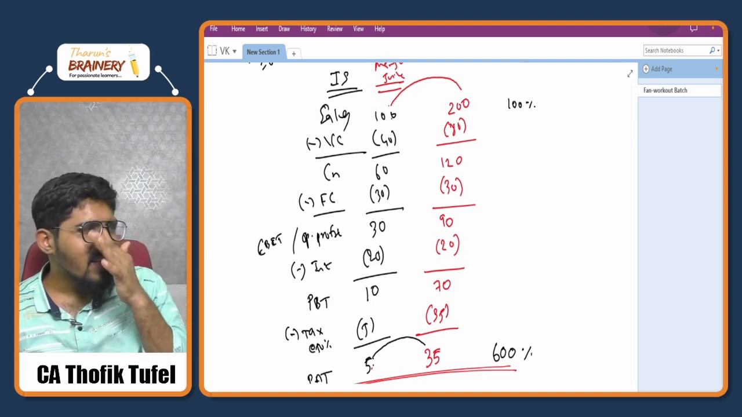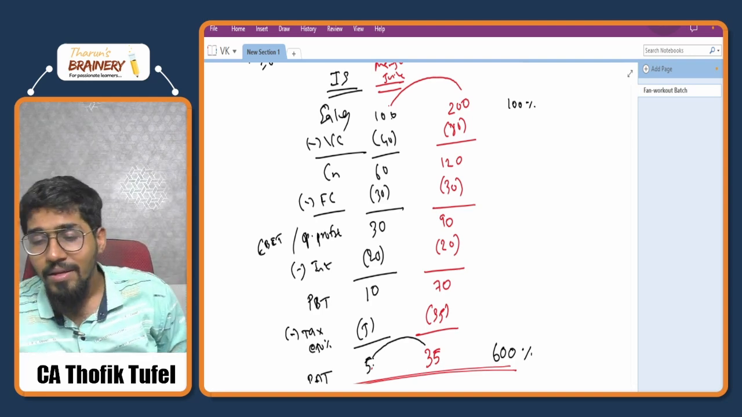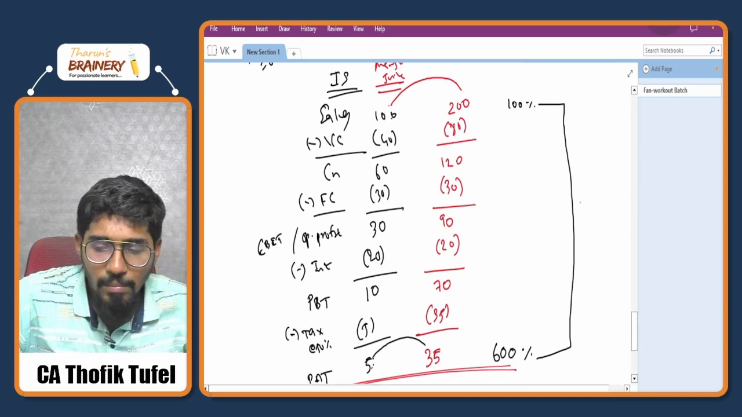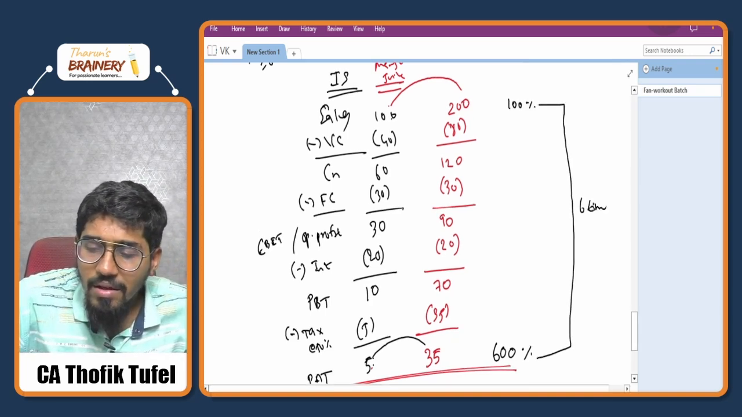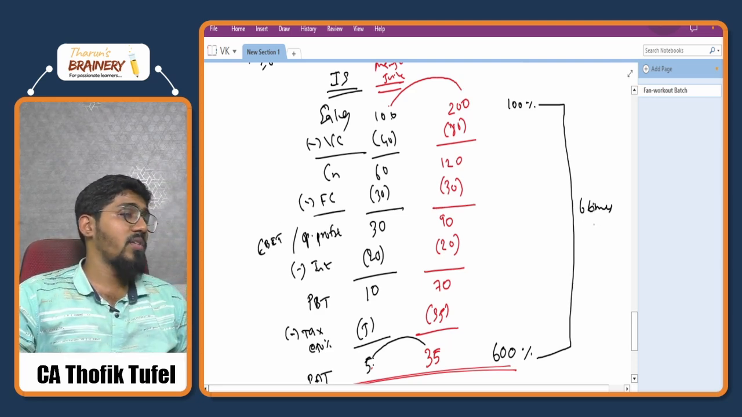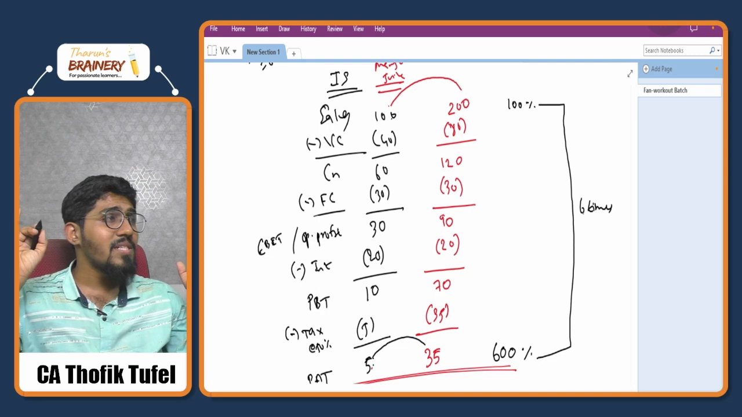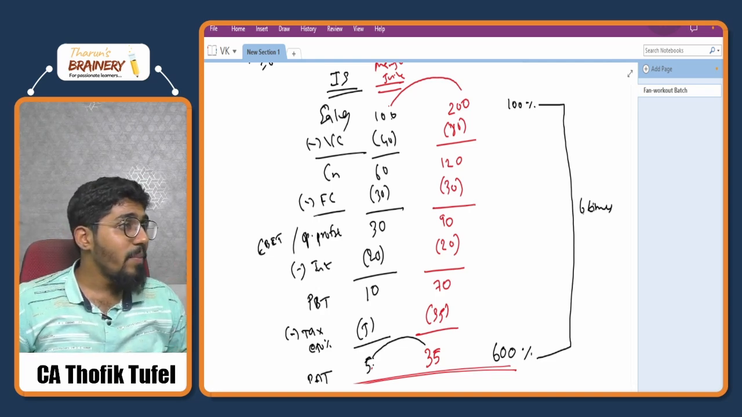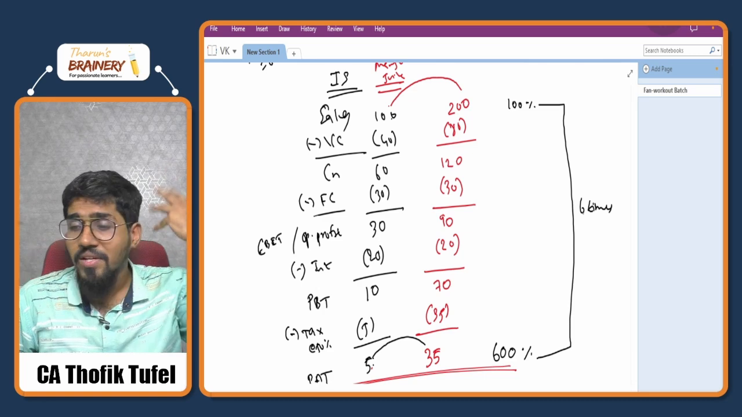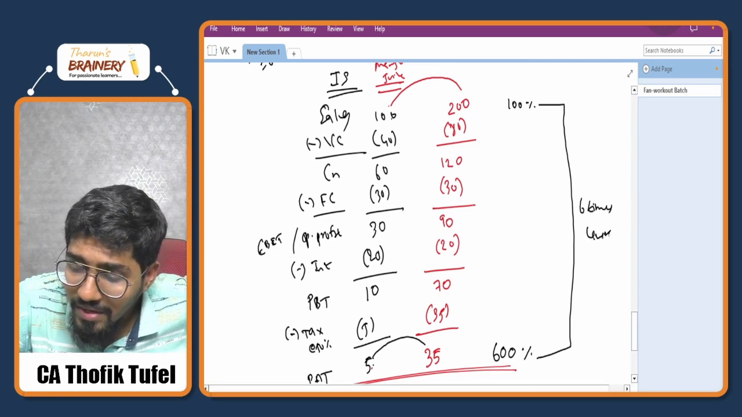Correct. Now let us understand what is happening. This 6 times that I'm calculating, because there is a 6 times increase, this 6 times is called as leverage. Repeat, this 6 times is called as leverage. Correct? This 6 times is leverage.